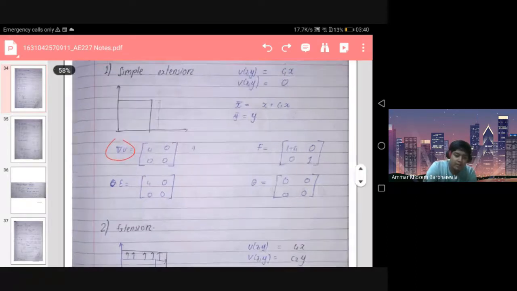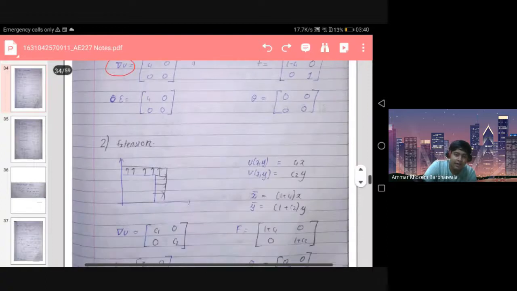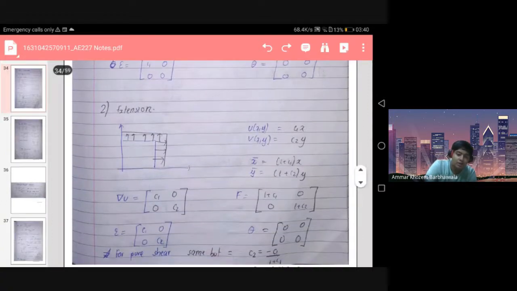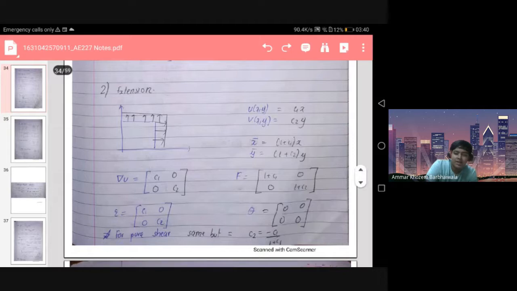So this is simple extension, and there are other cases, such as the normal extension, in which there is C1x and C2y. So strain is in the x direction too, and strain is in the y direction too. Note that there is no shear strain in this case, so it's already diagonalized. The epsilon strain tensor is a diagonal matrix, with no shear strain components. Epsilon xy is zero, and there's also no rotation, so theta is zero for that case too.